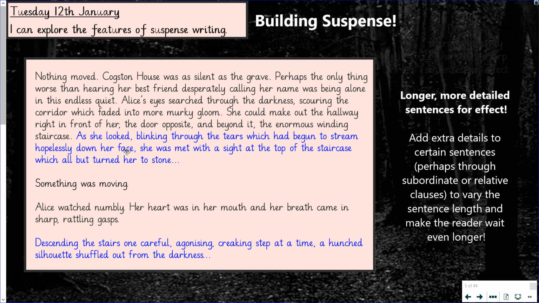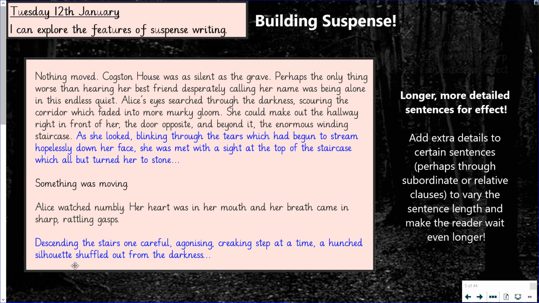And I've just put in blue there two really good examples of longer sentences using subordinate or relative clauses. And it says here, subordinate clause at the start using the subordinate conjunction as: as she looked, blinking through the tears which had begun to stream hopelessly down her face, she was met with a sight at the top of the staircase, which all but turned her to stone. So that's a multi-clause sentence, which is a lot longer, which then goes into that shorter, sharper sentence that says something was moving. So varying that sentence length is really important.